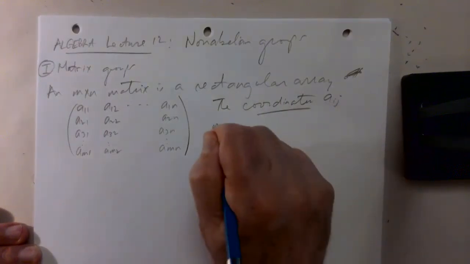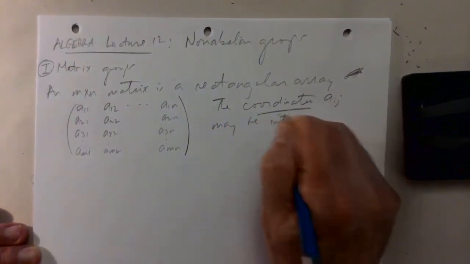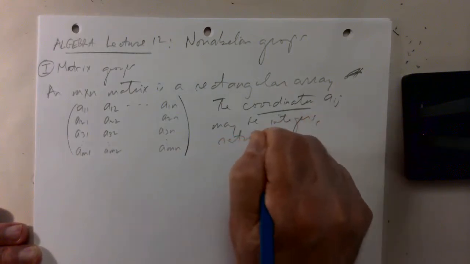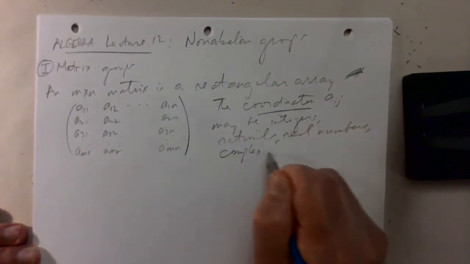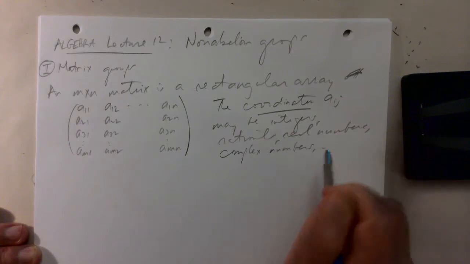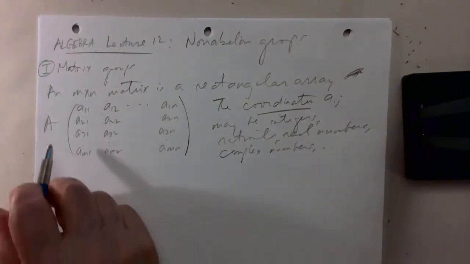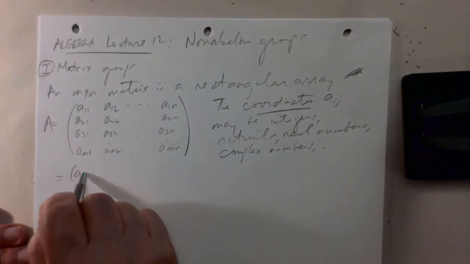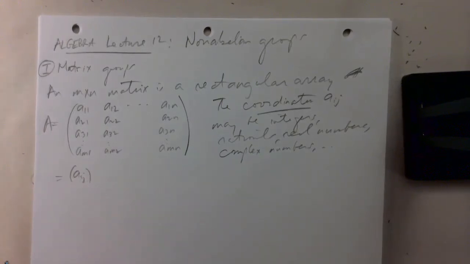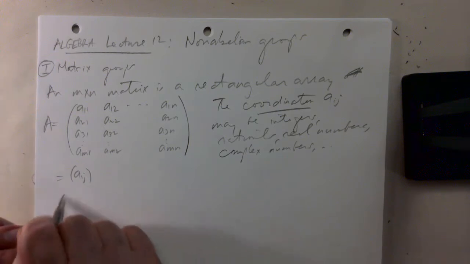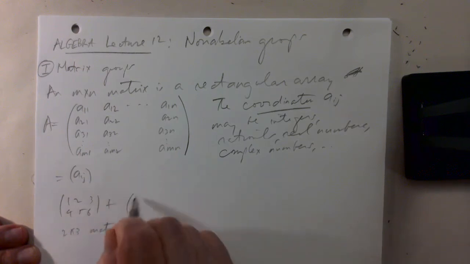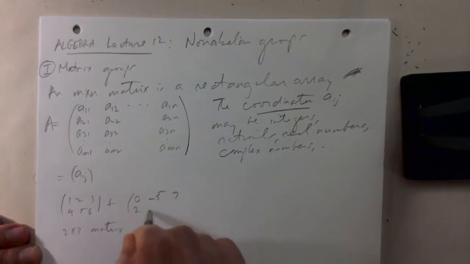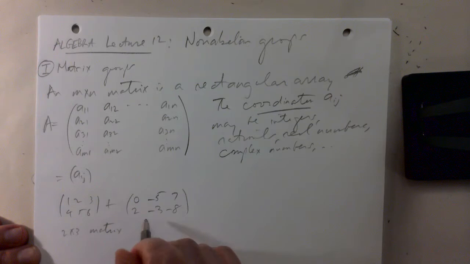So the coordinates may be integers, rationals, real numbers, complex numbers, any kind of numbers you choose. It's called this matrix A, and we usually denote it just Aij in parentheses. That's an M by N matrix. So for example, 1, 2, 3, 4, 5, 6 is a 2 by 3 matrix. And 0, -5, 7, 2, -3, -8 is another 2 by 3 matrix.